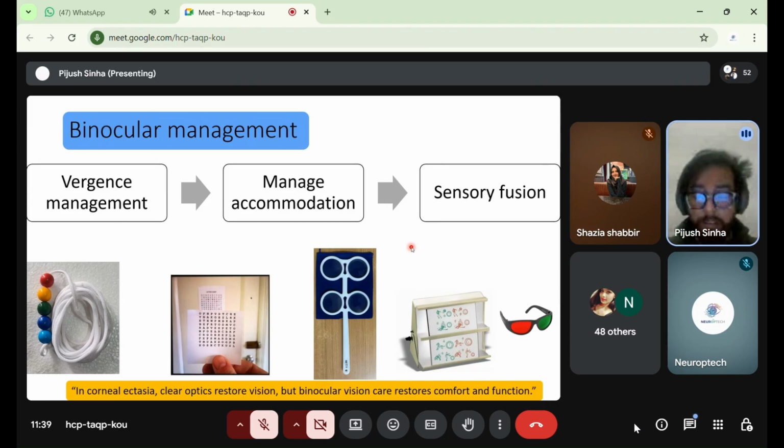So it's a combined thing, right? Only seeing one part will not make a successful patient service, right?